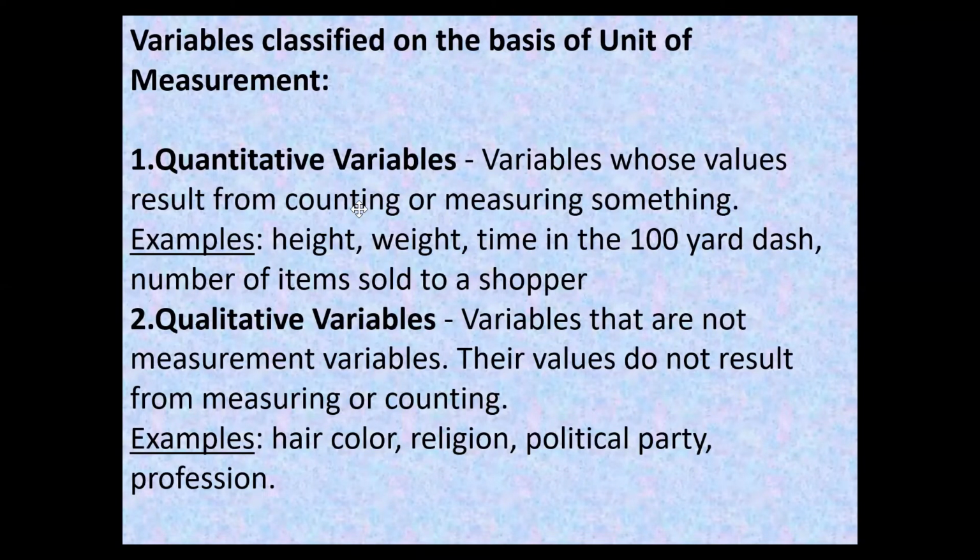Second is qualitative variables, variables that are not measurement variables. Their values do not result from measuring or counting. For example, hair color, religion, political party, and profession. It means all those variables which are known by their qualities or characteristics are known as qualitative variables. These variables cannot be counted or measured in quantity.